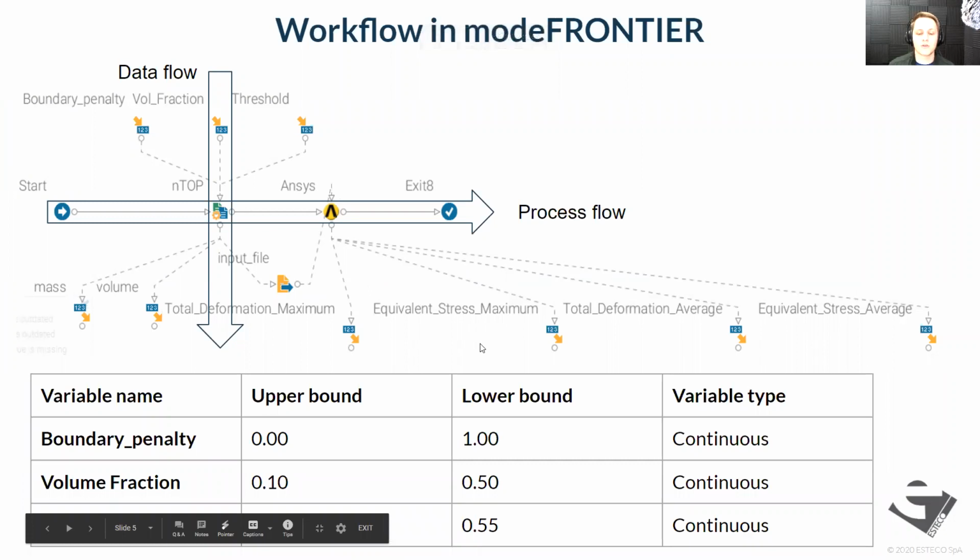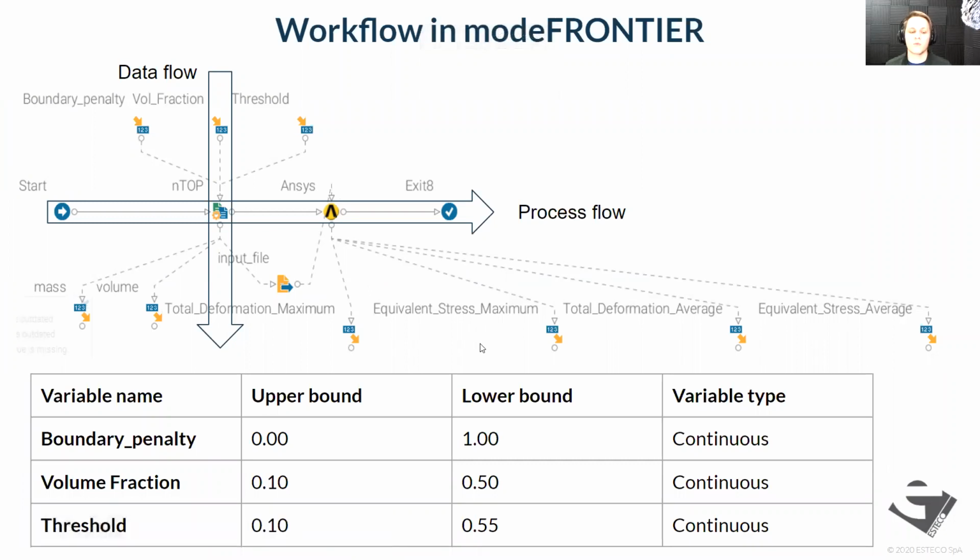So we're going to be varying our boundary penalty from 0 to 1. We're going to be varying our volume fraction from 0.1 to 0.5 and our threshold from 0.1 to 0.55. Now, these have been chosen specifically based upon my knowledge of the process and the fact that I put the file together in nTop, and I know about the right bounds to use to get proper designs, right? So just a little bit of manual work up front, and then we automate the rest of them, right? Do it once, automate it 150 times. That is the idea here.